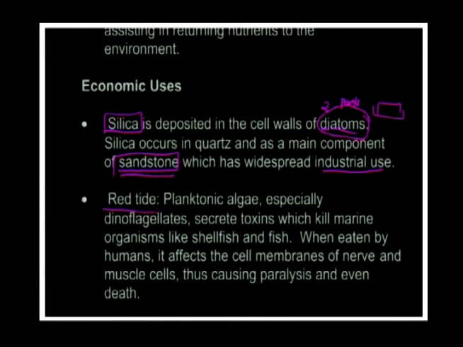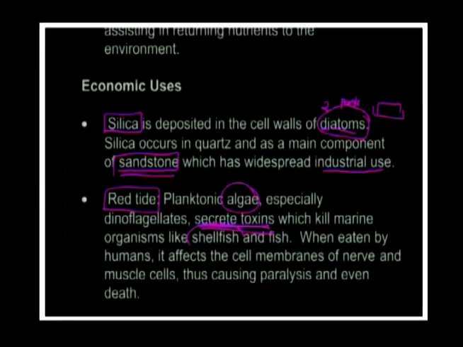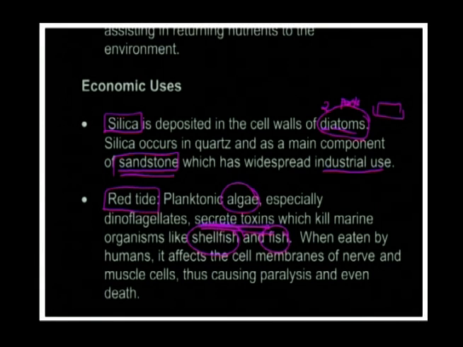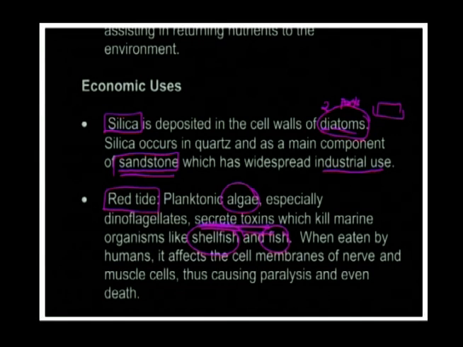Also, there is an interesting phenomenon called a red tide. Red tide involves algae, and what they do is they give off toxins. These toxins are then taken in by a lot of other aquatic animals. This will include shellfish and fish. Now we need to be very careful of these, because if we eat those that have been affected by a red tide, it can cause cell membranes of nerves and muscle cells to be affected, and it causes paralysis and even death.